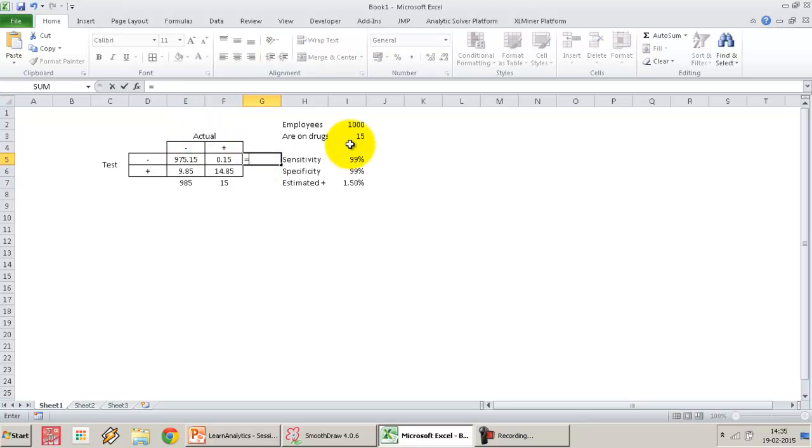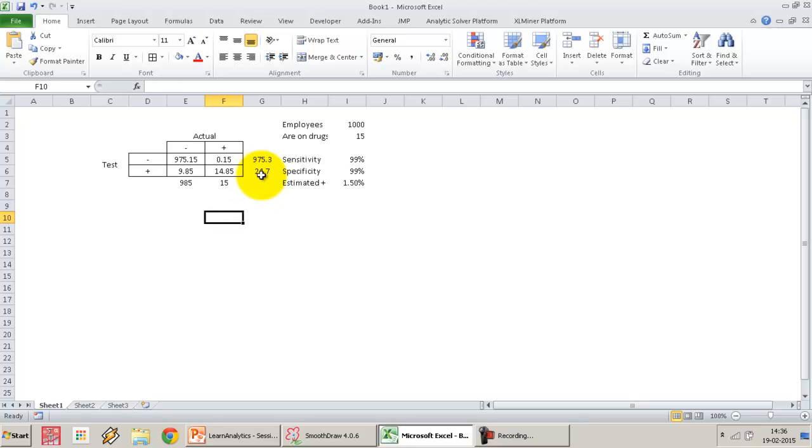So what are the total number of people who will test negative? Total number of people testing negative is 975.3. Total number of people testing positive on this test is 24.7. So here we've conducted a drug test on 1,000 employees where the test is 99% sensitive, 99% specific, and an estimated 1.5% of the employees are on drugs, right? So out of this, we've got the result. 975 tested negative for drugs, and almost 25 tested positive for drugs. And you are one of those 25.